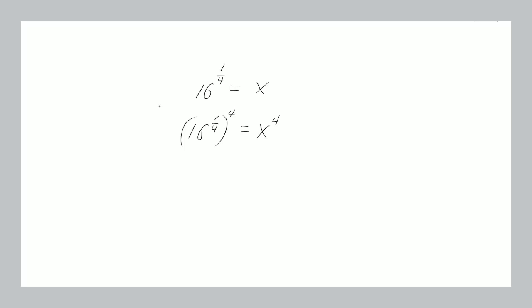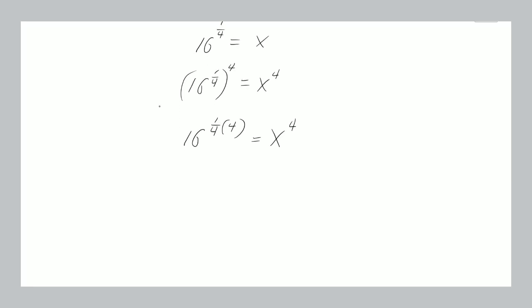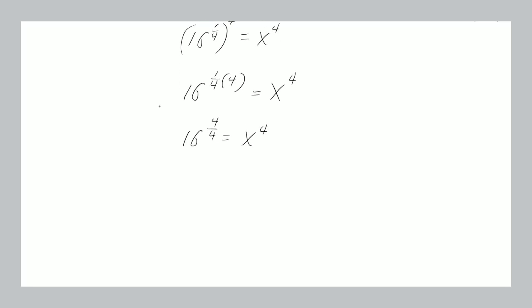Okay, well, we know that if we have something to an exponent, we raise that to another exponent. That's just multiplying the exponents. 16 to the power of 1 over 4 times 4 equals x to the power of 4. So 16 to the power of 4 over 4 equals x to the power of 4. So 16 to the power of 1, which we know is just 16, equals x to the power of 4. So what's x? x is something you have to multiply by itself 4 times in order to get 16.